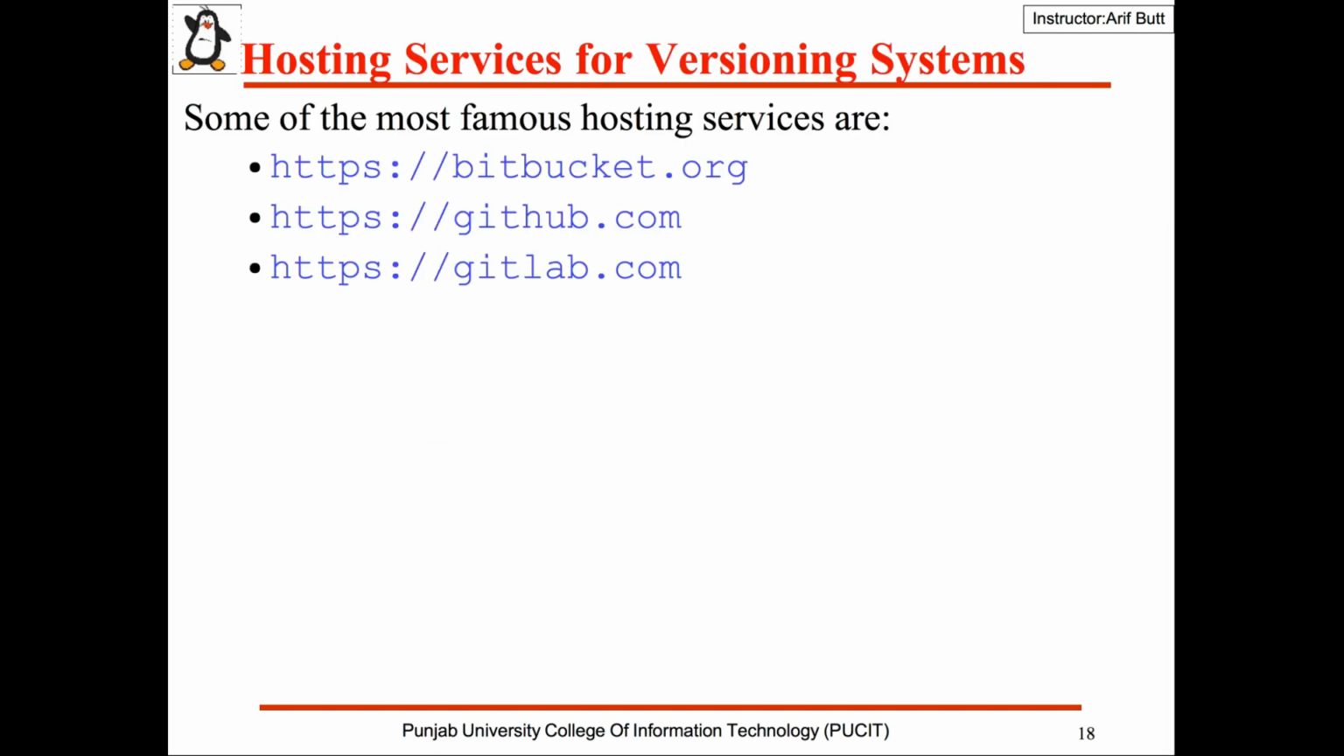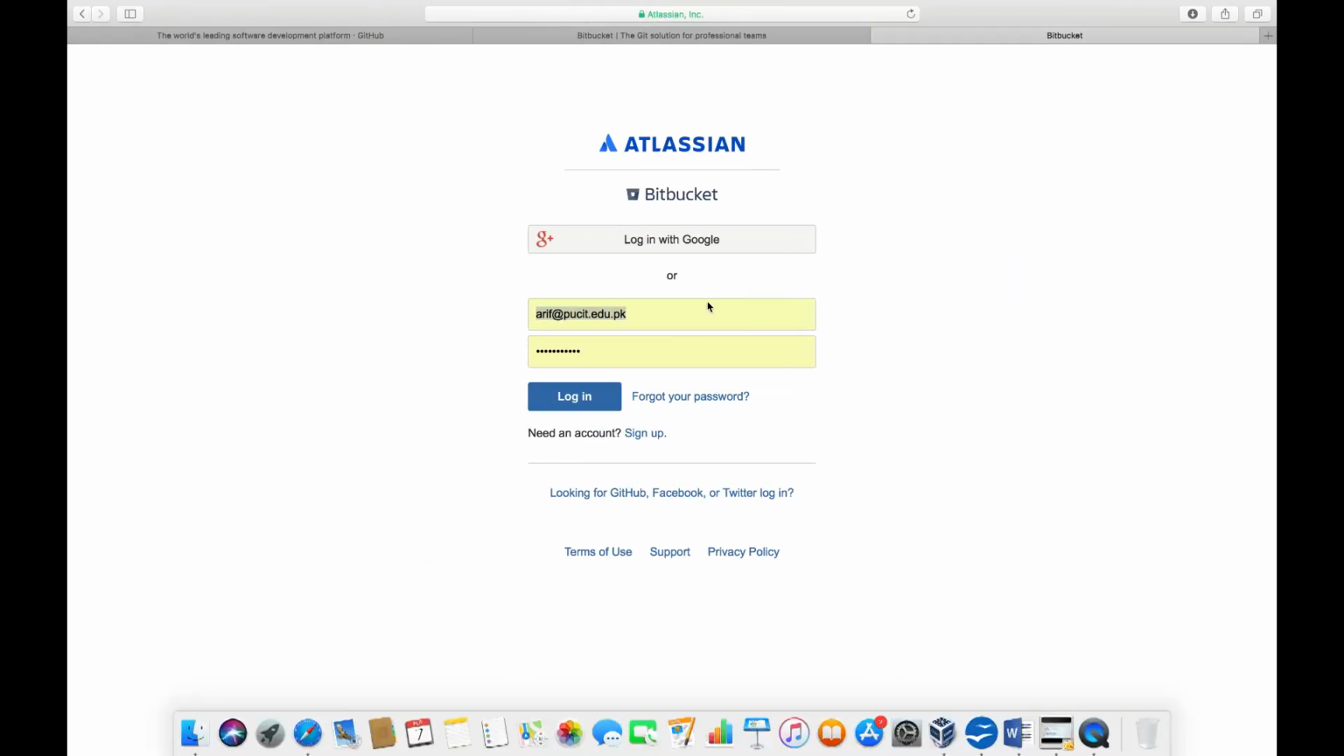Well, dear students, the way there are different web hosting services you might have come across that are available on the internet cloud. Similarly, there are hosting services available for repositories of distributed versioning systems as well. And the most famous are Bitbucket, GitHub, and GitLab. Let us first move on to their websites.